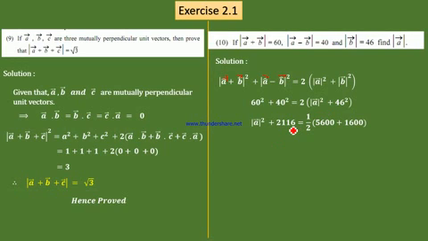46 square is 2116. Next step, adding 3600 and 1600 and dividing by 2, we will get 2600. You can work it out, and then bringing the 2116 to the right hand side, it will become minus. So when we subtract, it is 484, and square root of 484 is 22. Therefore modulus of A vector is 22.